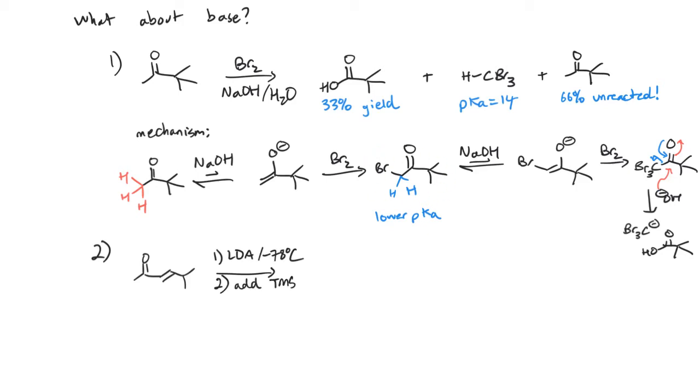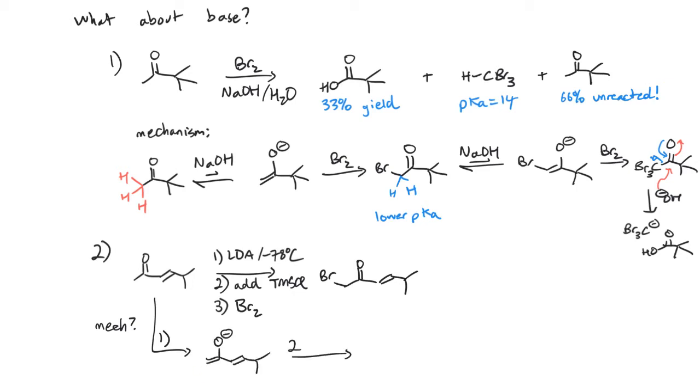And so the way we do this is with LDA at minus 78 degrees. Do all of that first, get the kinetic enolate, and then you can add your electrophiles. And so at least in this reaction, what you're seeing is overall, you're going to get the alpha bromination, but you'll see there's this intermediate step of adding trimethylsilyl chloride. And so how this works is that after step 1, we should get our kinetic enolate. So again, deprotonating from the less sterically hindered side.